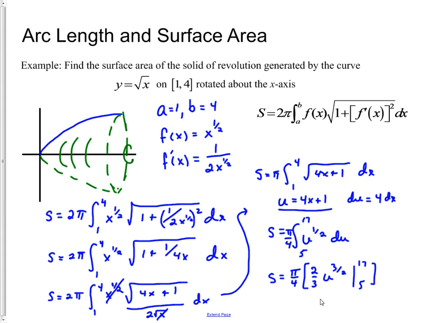Now, I'll admit most people don't like numbers like 17 and 5. I happen to like them. They're nice prime numbers. Haven't gone around and hurt anybody with them yet.